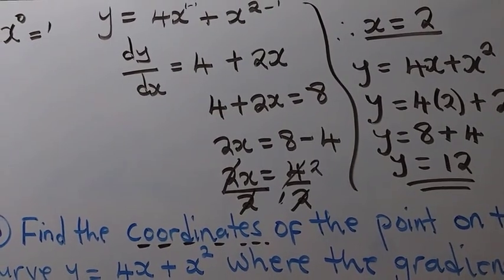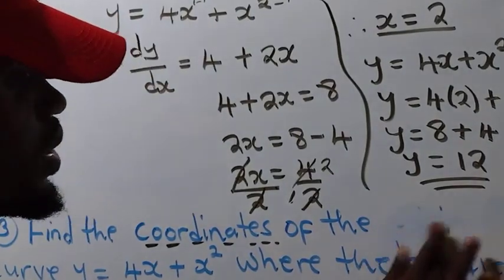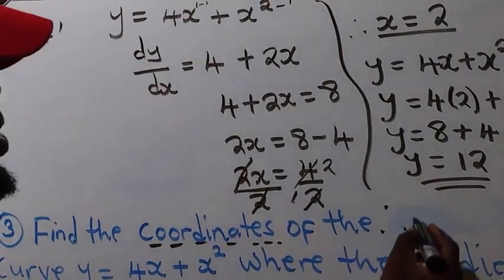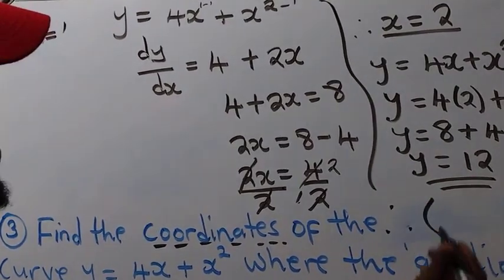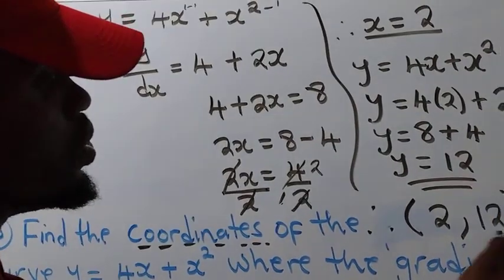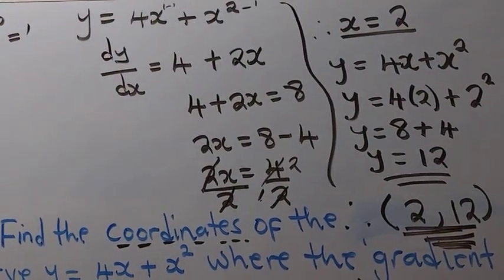What is our answer now? They want you to find the coordinates, so just write it now in coordinate form. Therefore, the value of x is 2, comma, the value of y is 12. So these are the coordinates.